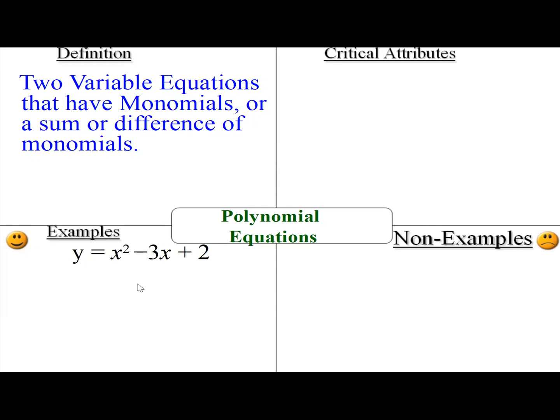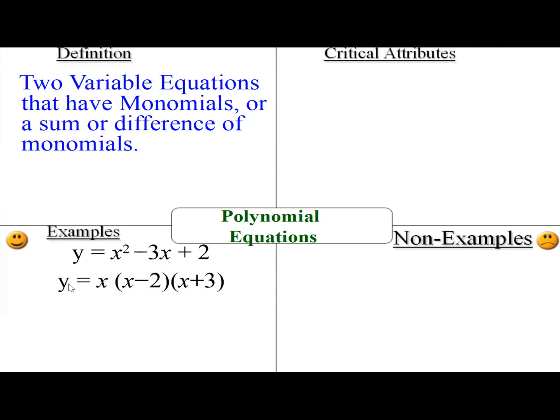Let me go to the next one. y equals x times (x minus 2) times (x plus 3). Is that a polynomial equation? Yes. Is it two variables? Yes, x and y. Is there an equal sign for an equation? Yes. And are there monomials all over the place? Yes. Okay.